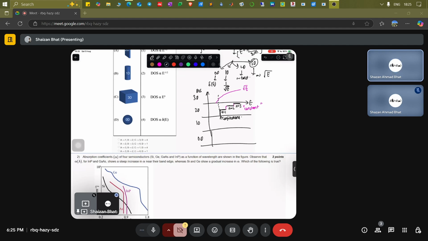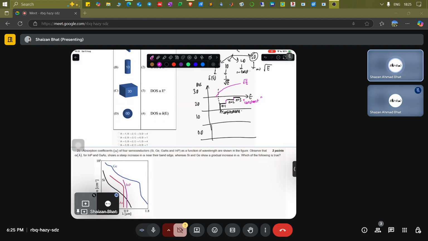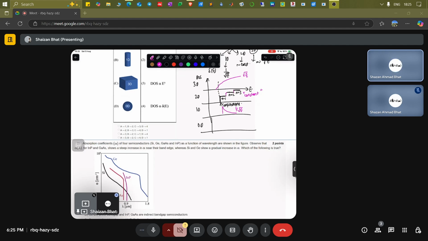When you solve the Schrodinger equation for 2D, you get the first level to be just slightly above the band edge. That is because of the confinement. For the 1D, you get an inverse square root relation for the density of states. And for the 0D, you get exactly an impulse. So you have states present only at that particular energy level, a single energy level.